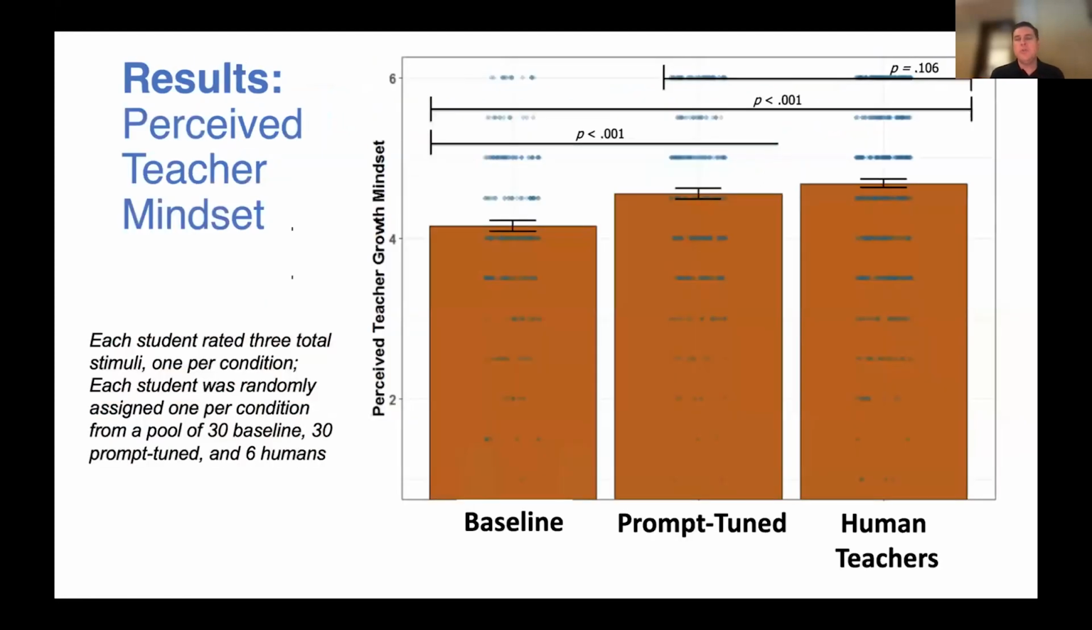And what we find is when the new 1,000 kids evaluate it, the baseline LLM is perceived as about a 4 on a 6 of growth mindset.